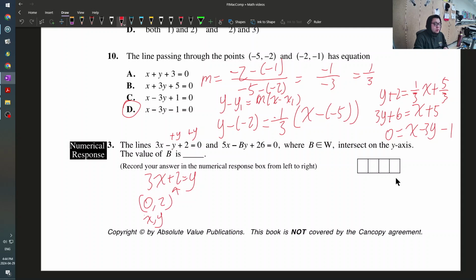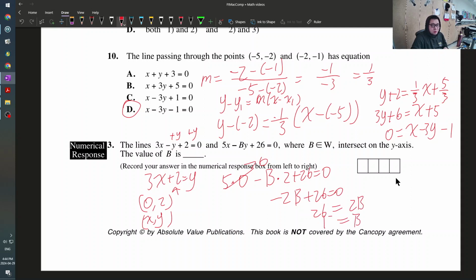We're going to substitute this point into this form. Every time I see x, I'm going to substitute in 0. Every time I see y, I'm going to substitute 2. So 5 times 0 minus 4, b times y, which is b times 2, plus 26 is equal to 0. So this is obviously 0. All we have is negative 2b plus 26 is equal to 0. Add 2b on both sides, 26 is equal to 2b. Divide both sides by 2. B is equal to 13.